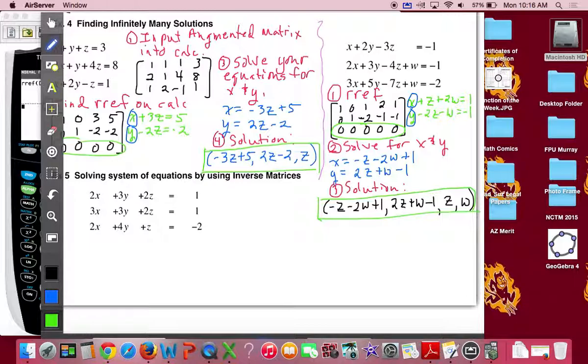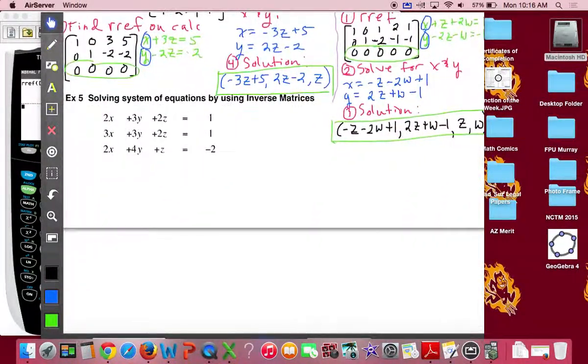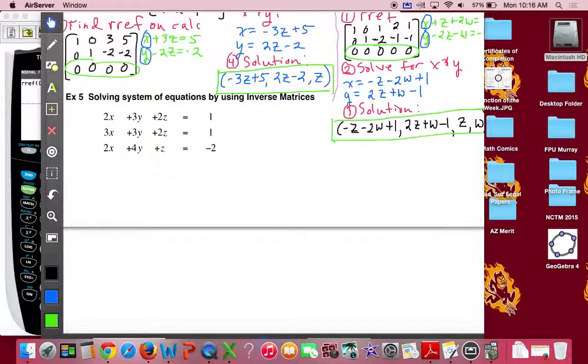All right, so any questions, issues, or concerns with that? Okay, so then the last thing that we're going to look at is example 5. So example 5, you could use what we just did. Reduce row echelon in your calculator and solve it just the same way.